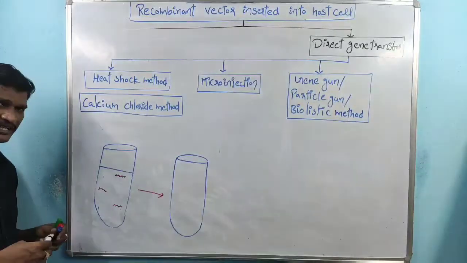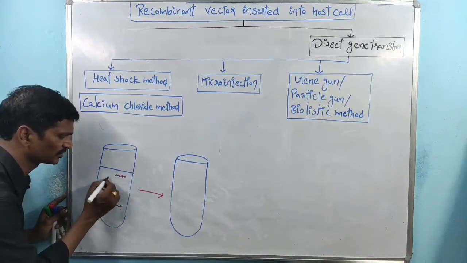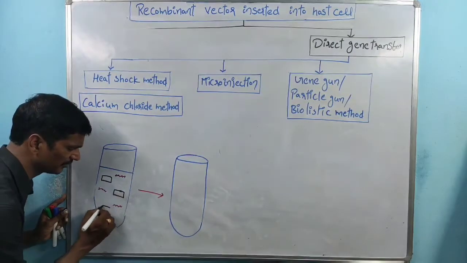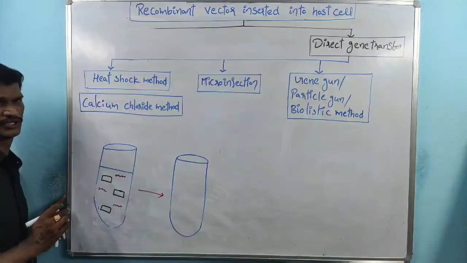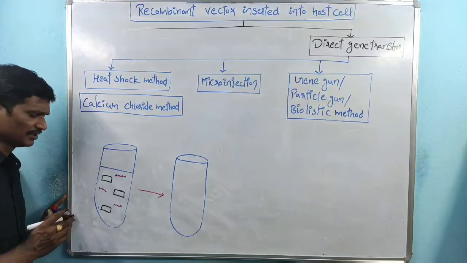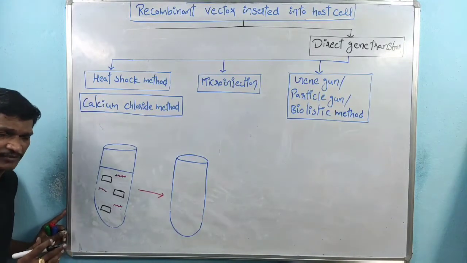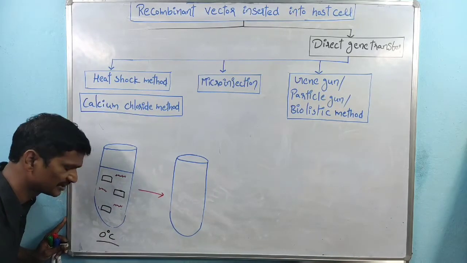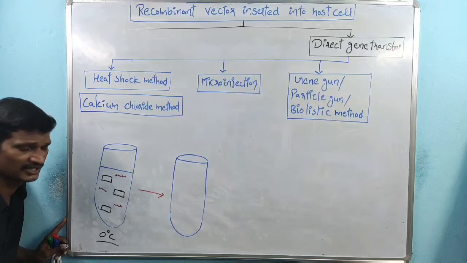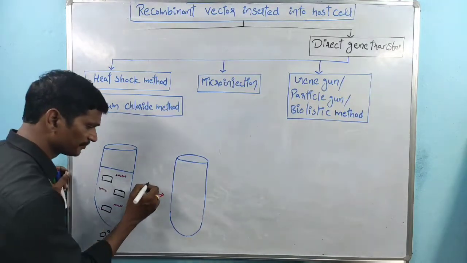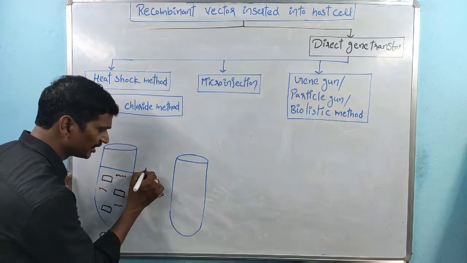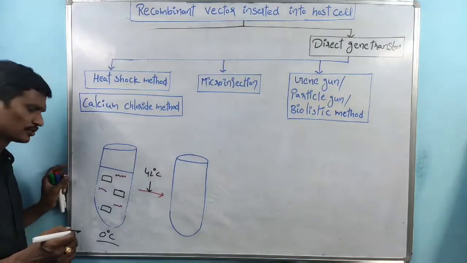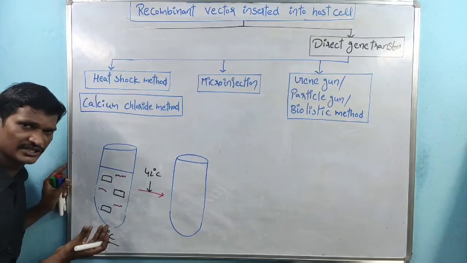After that, we added the host cells. Here host cells are nothing but bacteria cells. Initially we kept the test tube at 0 degrees centigrade, for a few minutes. Later, we maintain 42 degrees centigrade.